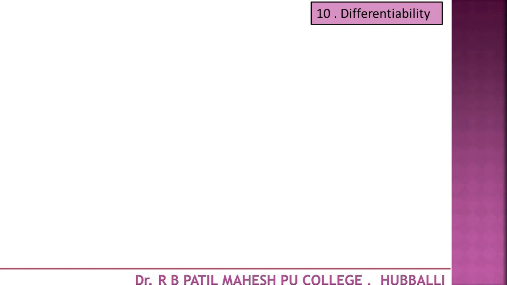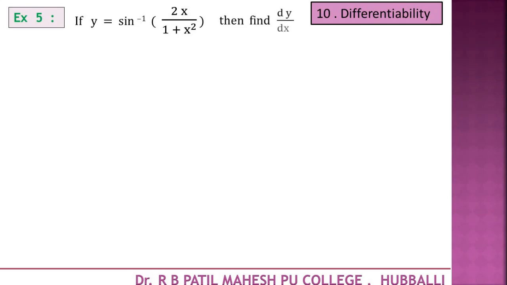So now let me take one example on this substitution technique. If y is equal to sine inverse of 2x divided by 1 plus x square, then find dy by dx. This type of substitution method you will get in the examination for 3 marks. Correct substitution you will get 1 mark, then simplification 1 mark, and writing the derivative of the last function after simplification 1 mark. Like this is the marks distribution you will get in the examination for 3 marks.